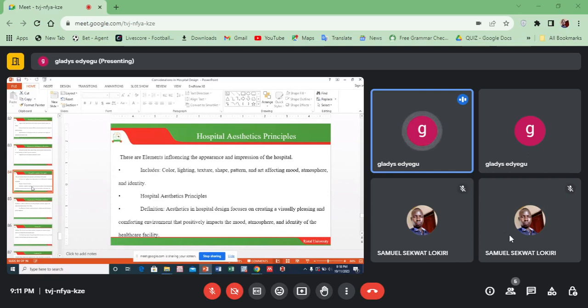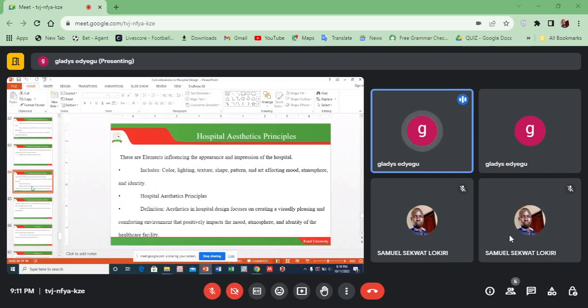And yesterday we were basically handling considerations in hospital design. And I told you hospital design is a long topic, and we couldn't finish all the slides. So we are going to continue from where we stopped, and today we're on the 84th slide, and I think there are about 96 slides in one session. So we are going to continue from hospital aesthetics.